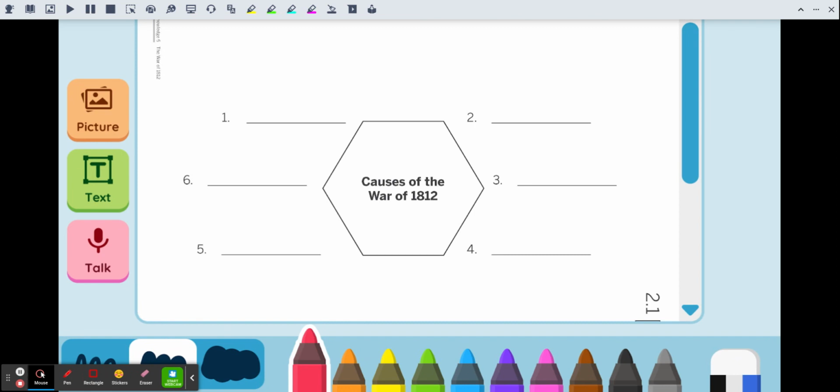What did the French and the British do to U.S. ports in the years leading up to the War of 1812 while they were fighting with each other? Did you say blockaded important U.S. ports? If so, you are correct. I want you to write blockade on line 1. That's BLOCKADE on line number 1.